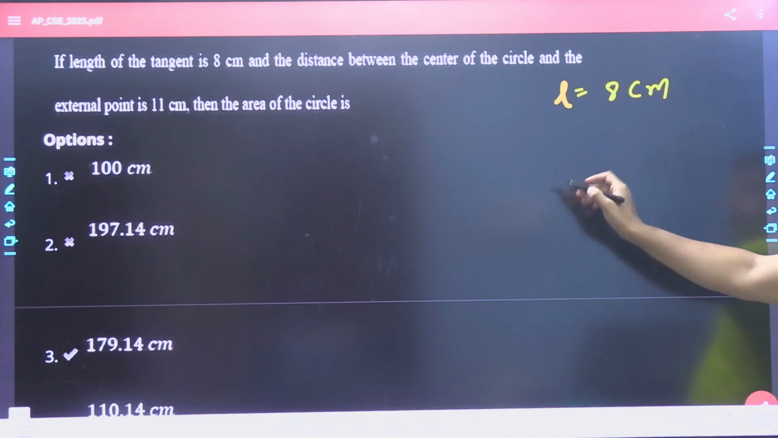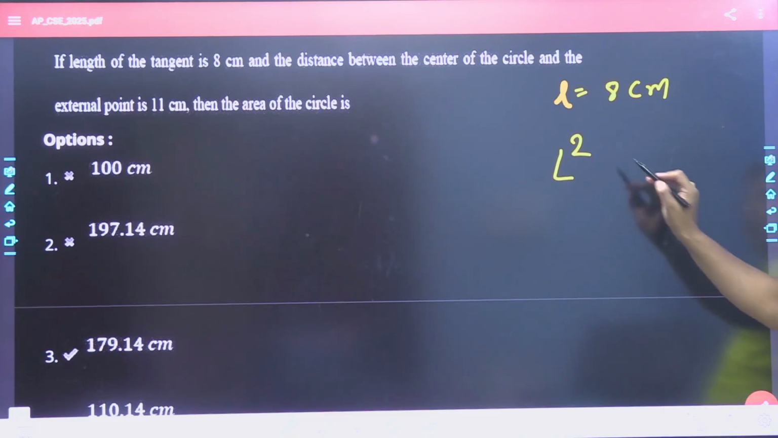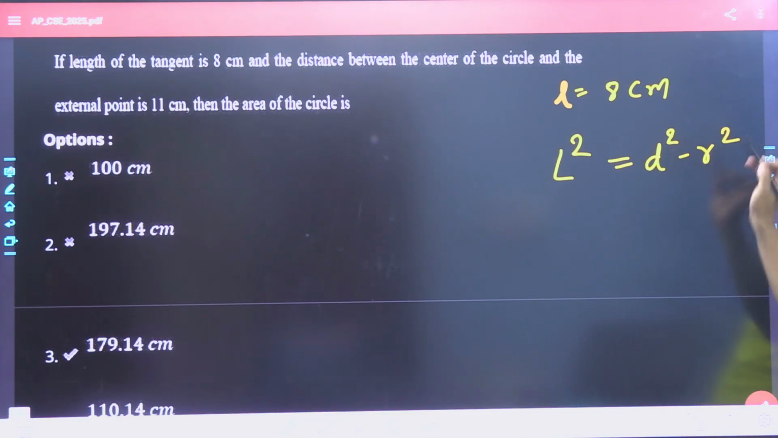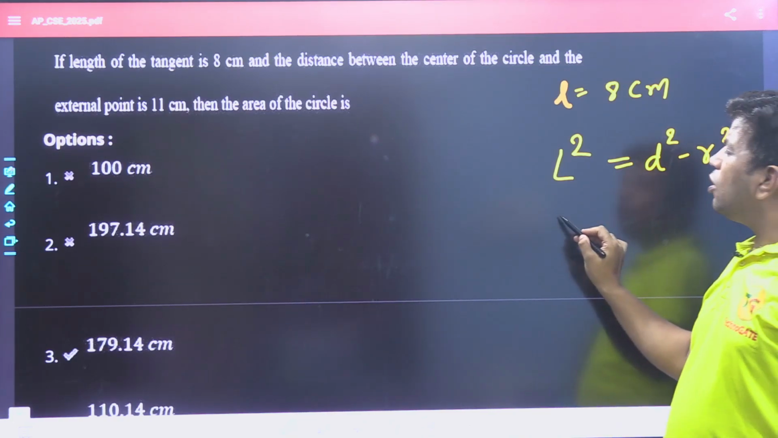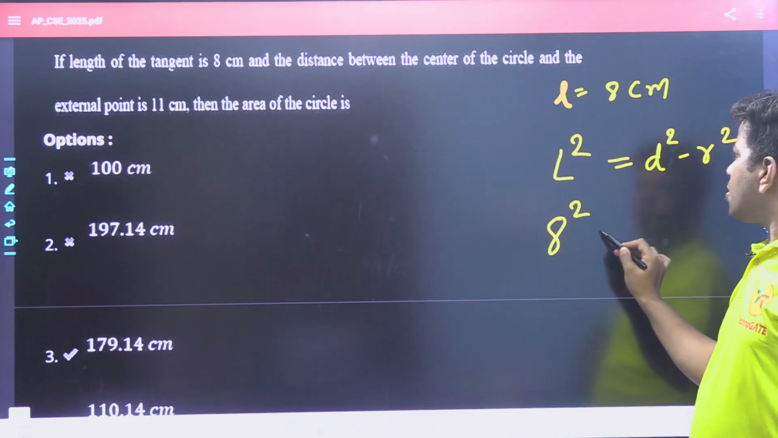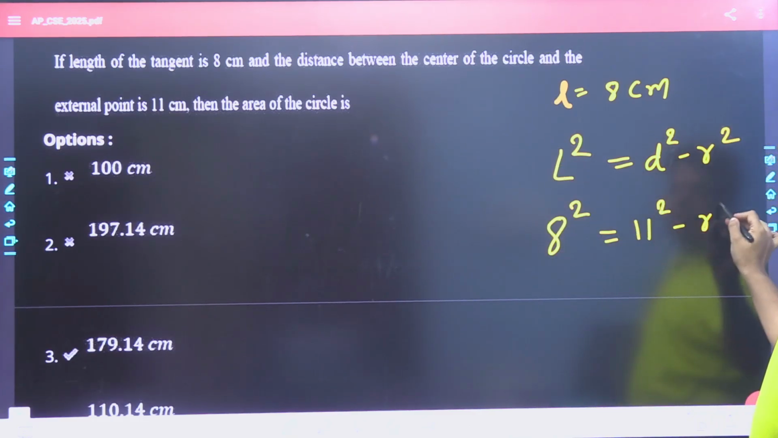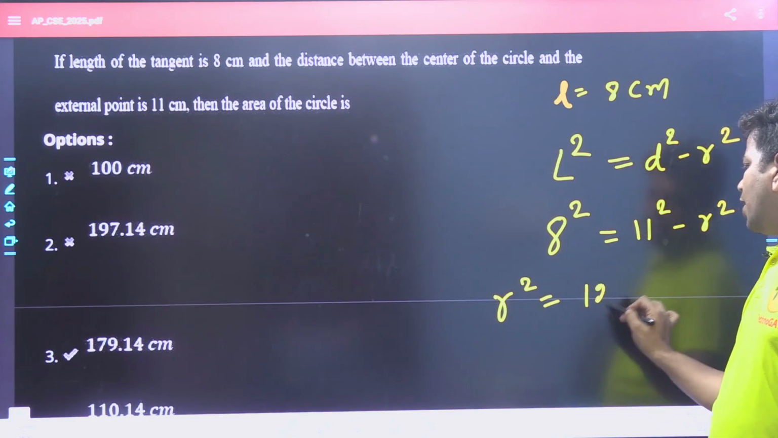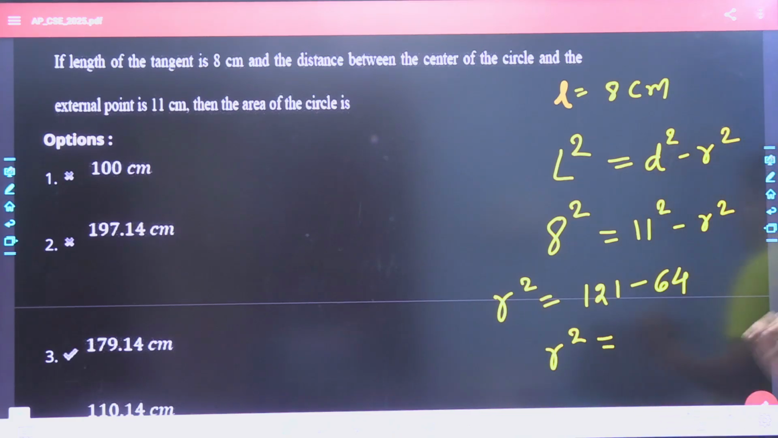You can apply the simple formula, length of tangent L square equals D square minus R square. So L square is what? Length of tangent is 8, so 8 square. The distance given to us is 11, so 11 square minus R square. So R square equals 11 square, which is 121, minus 64. The value of R square is equal to 57.